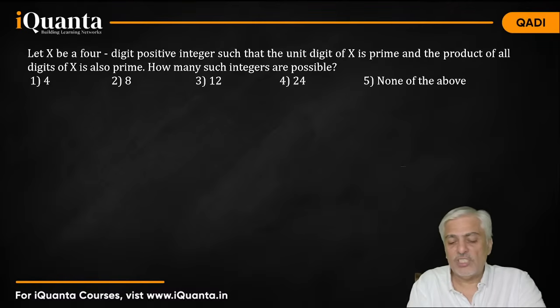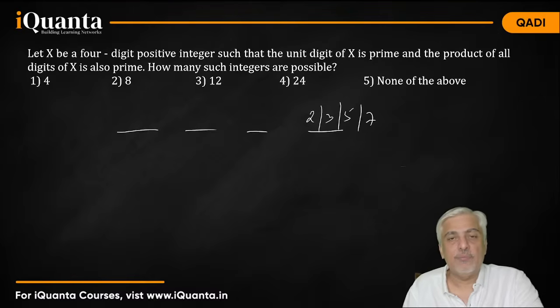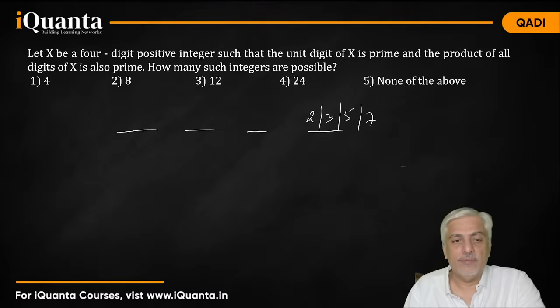The units digit is a prime number, in a 4-digit number. So the unit digit can be 2, 3, 5 or 7. It's a digit, and prime digits are only 2, 3, 5, 7. Now came the important part. The product of all the digits is also prime.